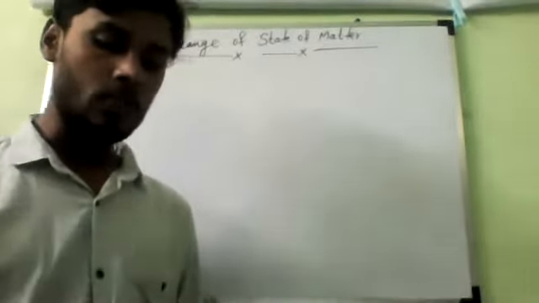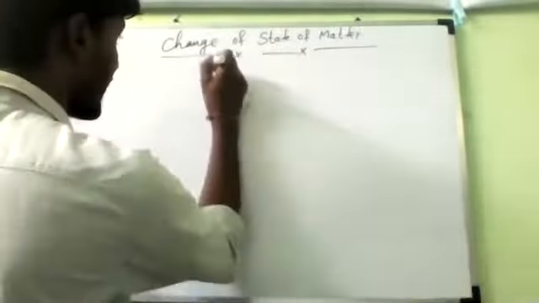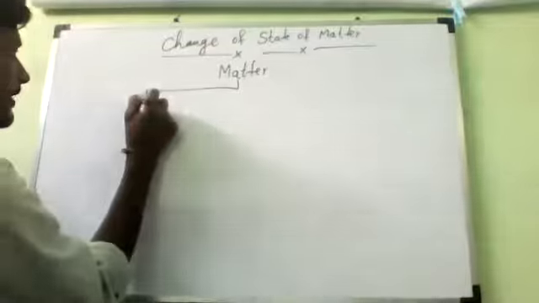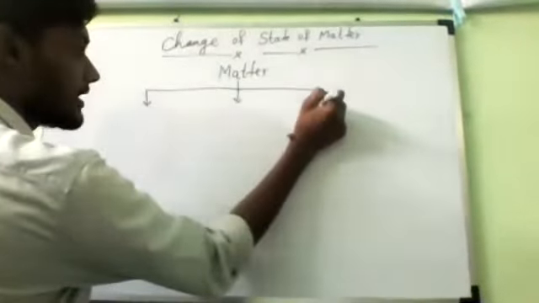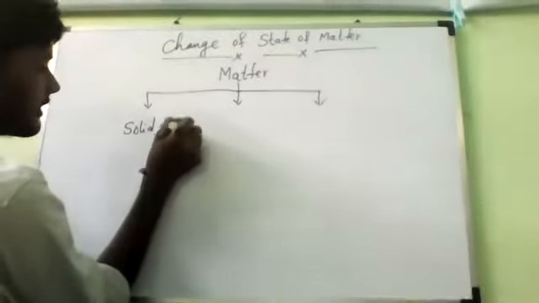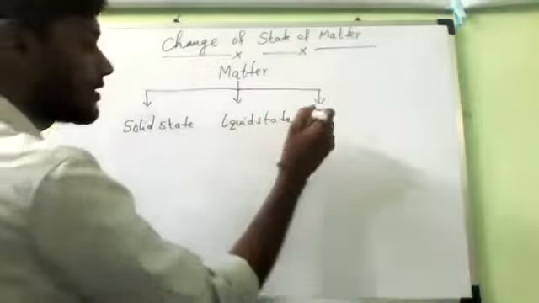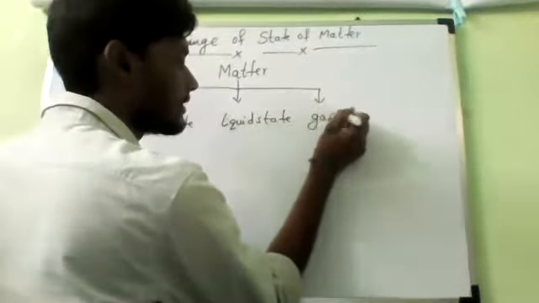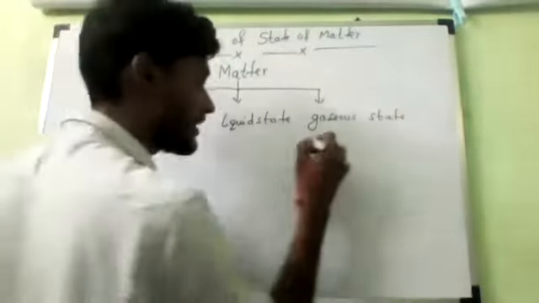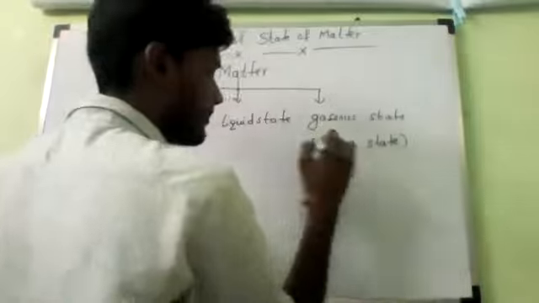The gaseous state we also call by another name. What is that name? Vapor state. So if you take any kind of matter, it exists in 3 states. The first is the solid state, the second is the liquid state, and the third is the gaseous state. Gaseous state we can also call the vapor state. All of you should remember, vapor state means gaseous state.